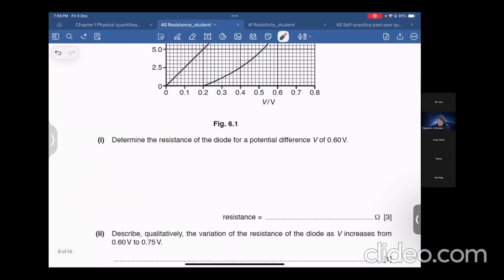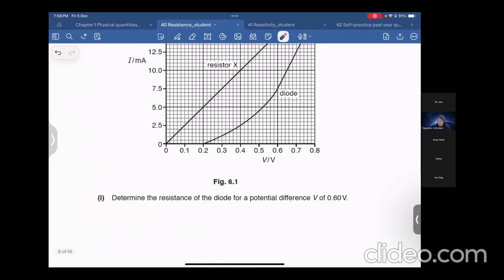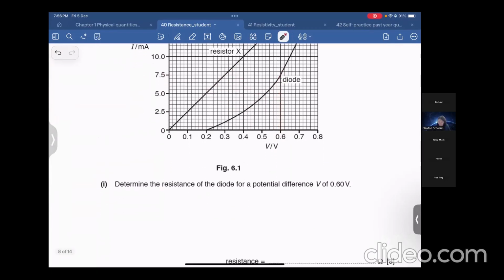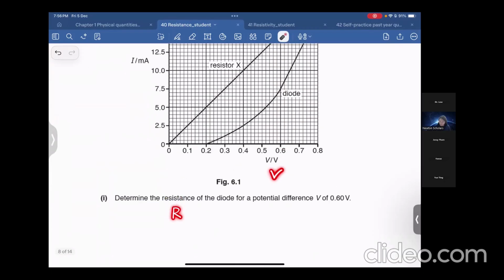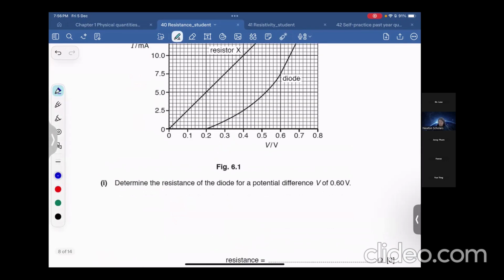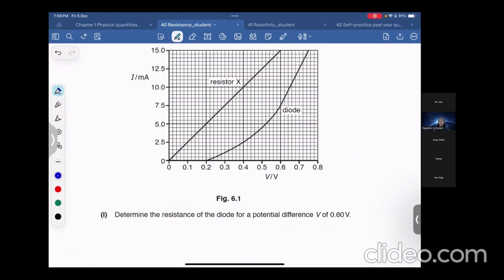Determine the resistance of the diode for a potential difference of 0.6 V. When it is 0.6 V here, read out what the current is and then find the resistance. Resistance: V equals IR. You have the V, find your I, then find your R. Do the calculation and then tell me. Very good, Prasan, because you weren't tricked by the question. You have to read everything carefully. Good job. How about others?